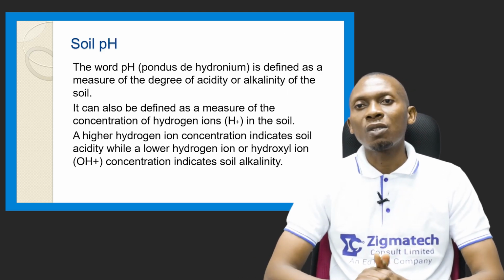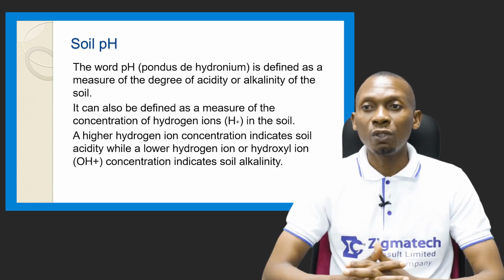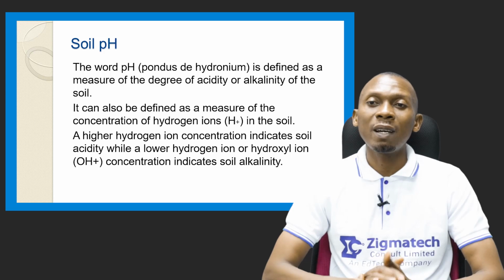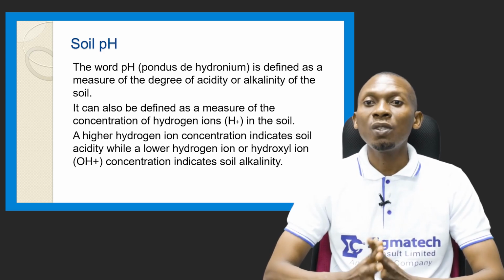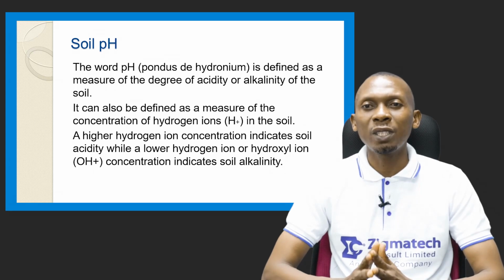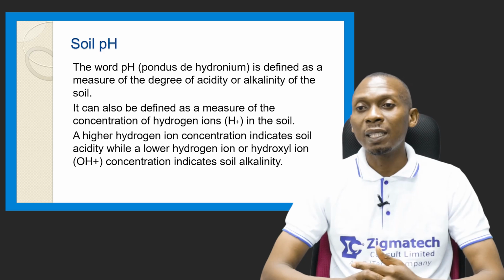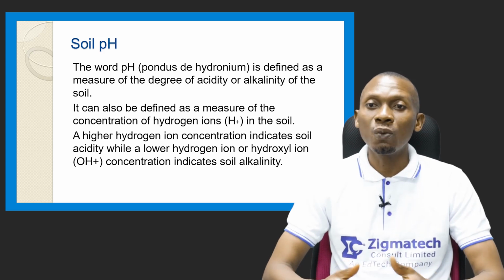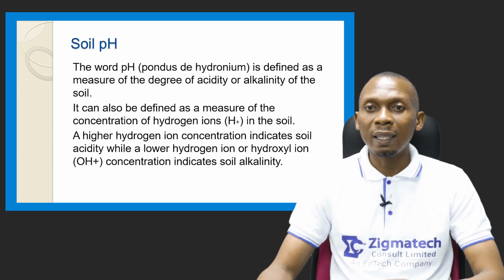Now let's take a look at soil pH. The word pH means potential of hydrogen, and is defined as the degree of acidity or alkalinity of the soil. It's also a measure of the concentration of hydrogen ions in the soil. So a higher hydrogen ion concentration indicates acidity, while a lower hydrogen ion concentration indicates soil alkalinity.